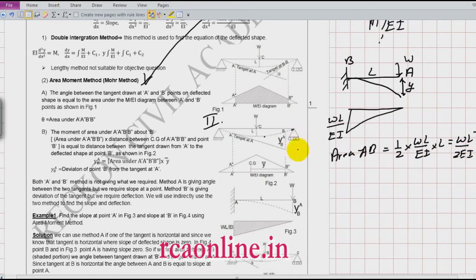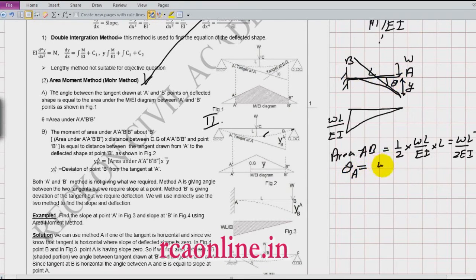Is it okay? Clear? Now what this value is? This is the angle which the tangent has made when it is drawn at A and drawn at B. So what is this? This is the slope. So what is the slope at A?